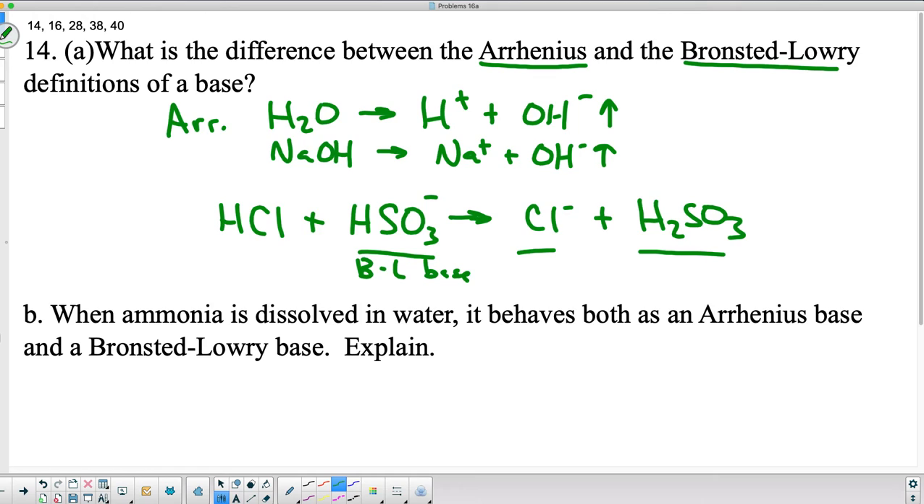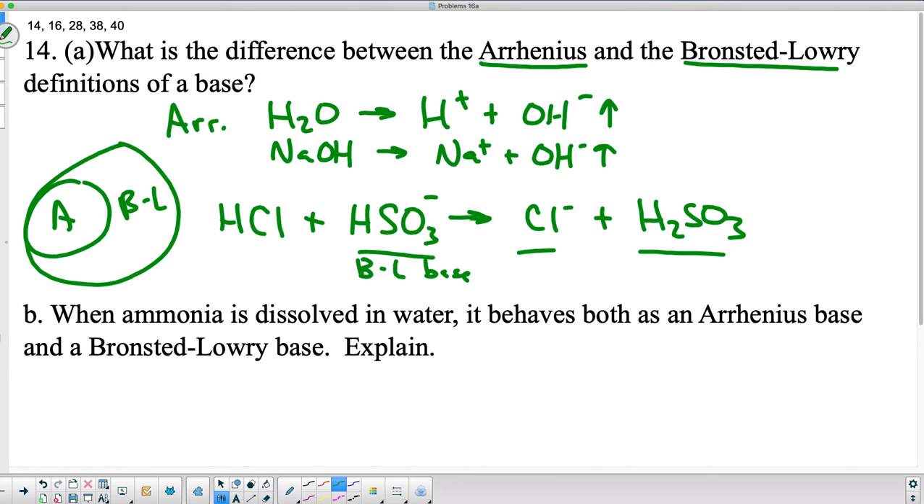So like I said before in the notes, if you're Arrhenius, you look like this as far as a Venn diagram is concerned, but if you're Brønsted-Lowry, then you encompass all of that and more. So that's what it looks like. Okay, let's move on. When ammonia is dissolved in water, it behaves both as an Arrhenius base and a Brønsted-Lowry base. Explain.